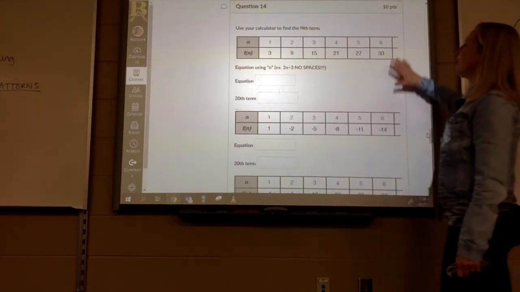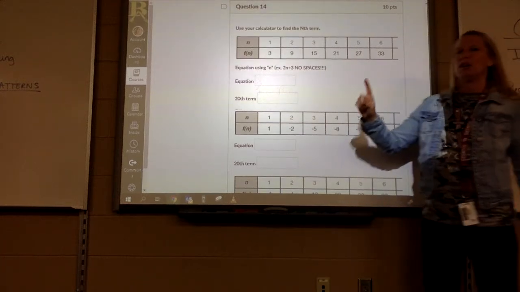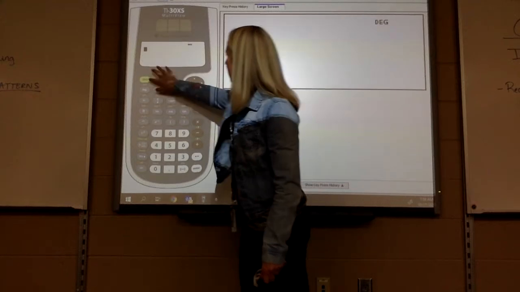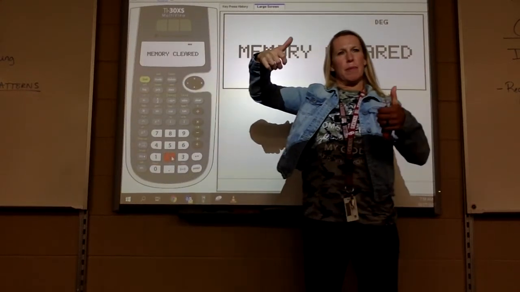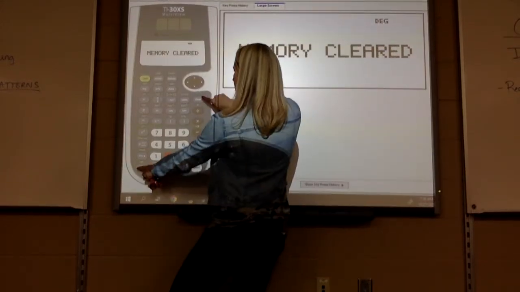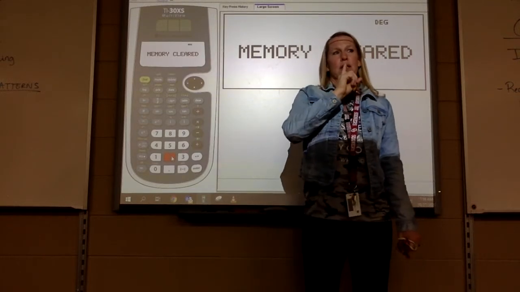Okay. So we've got these 2 lists here. First, what I want to do is clear my memory. Second, I'm going to reset my memory. Do you guys know how to clear your memory? On and clear at the same time. Okay, do you remember what the first button was to push?